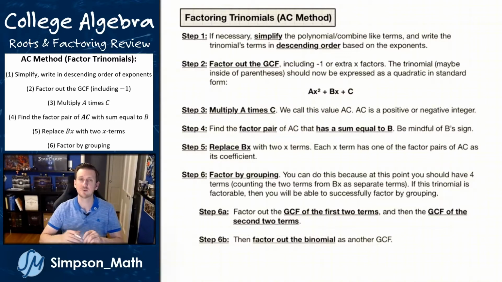All right, so there are 6 steps when it comes to factoring trinomials. I have them on the screen here. They're also above my head and will be there for the rest of the video. So step 1 is to rewrite the trinomial in descending order if necessary. If for some reason it's not the right order, or you have like terms that you need to simplify and combine, make sure that it's in descending order in terms of exponents.